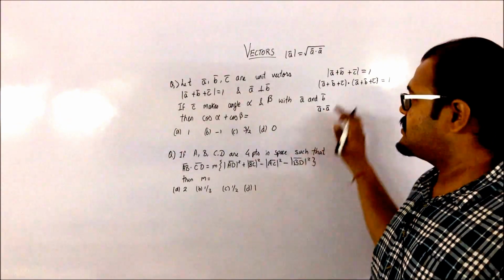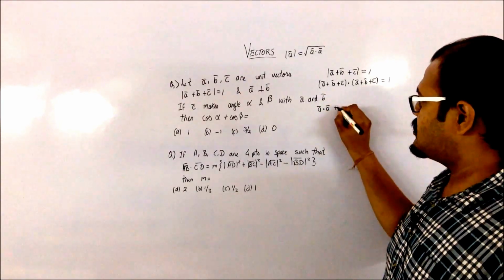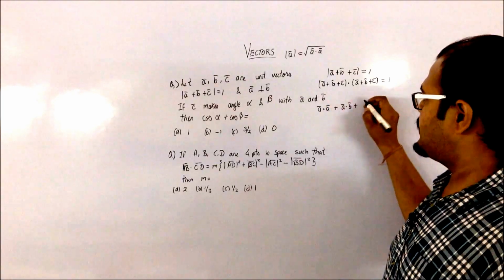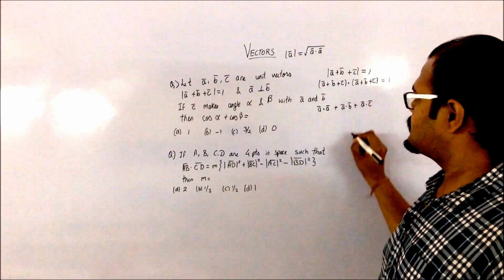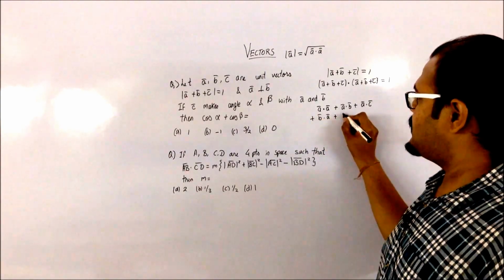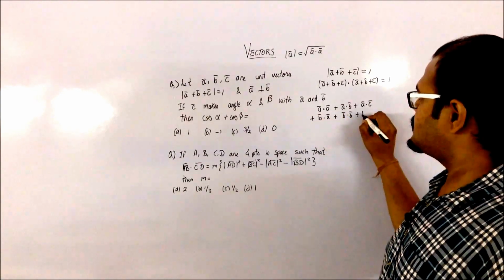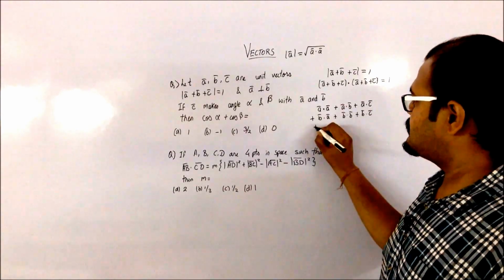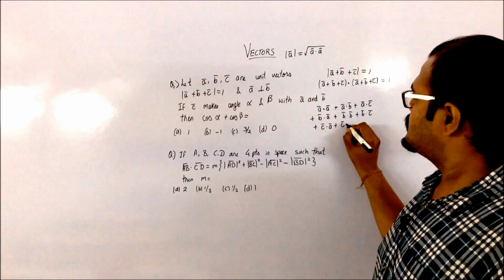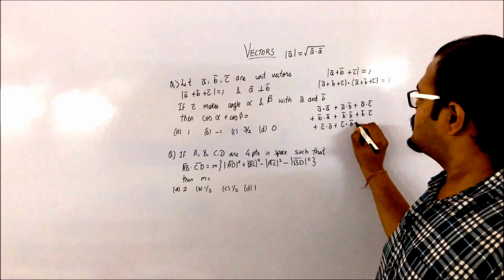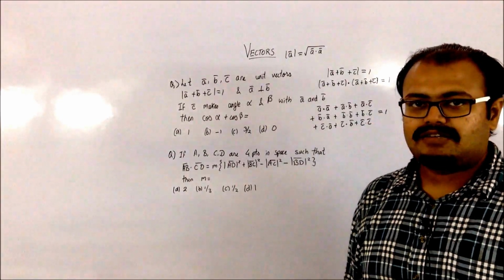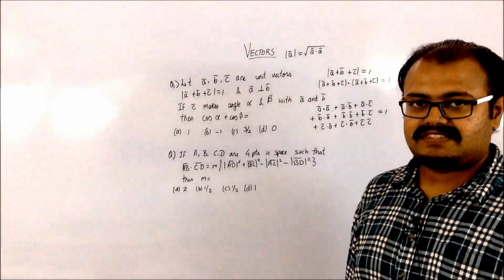So a bar dot a bar, then it will be a bar dot b bar, plus it is going to be a bar dot c bar, plus it's going to be b bar dot a bar, plus b bar dot b bar, plus b bar dot c bar, plus... So when I'm taking the dot product, I will be getting these terms in it.